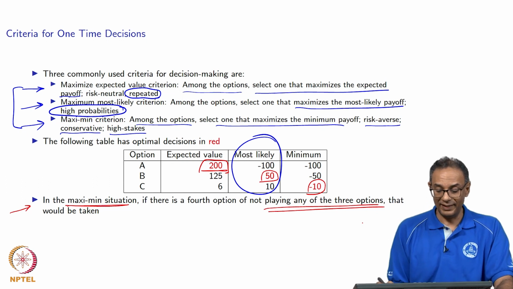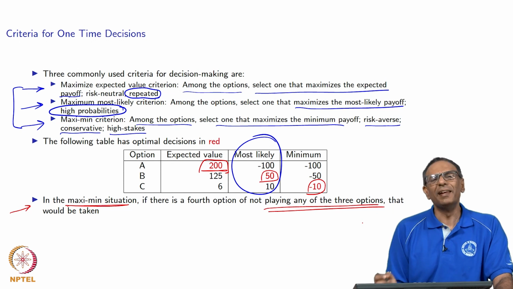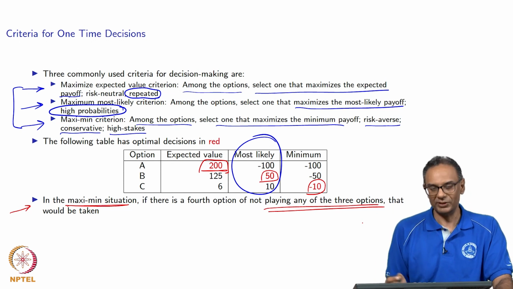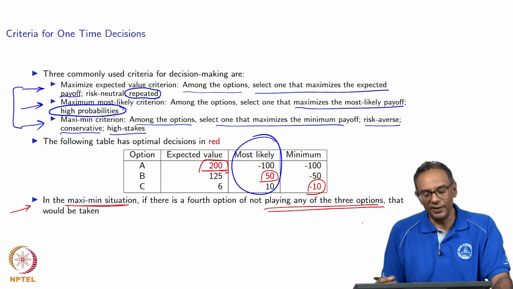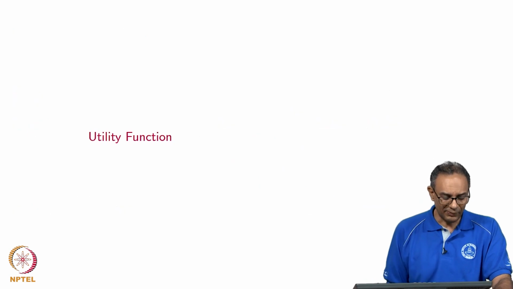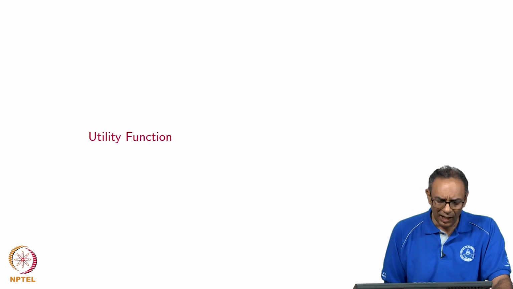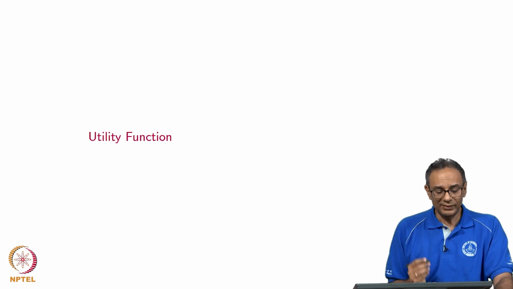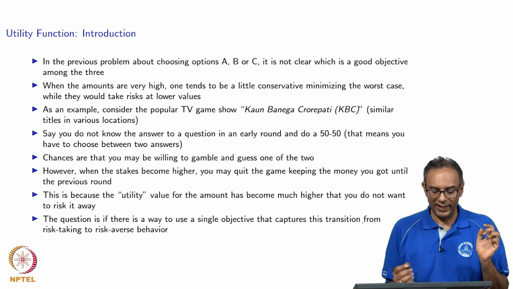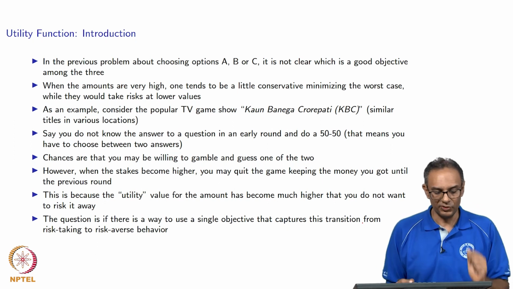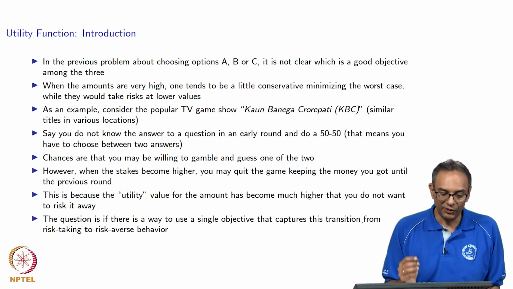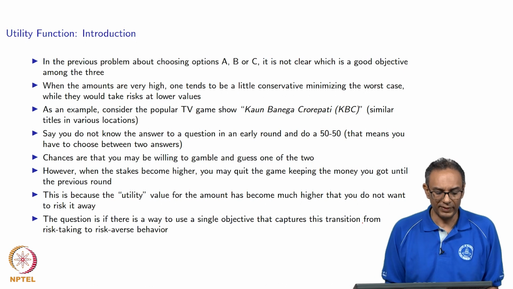Now, like I said earlier, we won't really get into this business of most likely. That's because it really is applicable only if the probabilities are extraordinarily high. So we will stick with these other two. Now, there's a nice way of actually merging those two using what's called a utility function, and I'm going to give you a brief introduction about this.